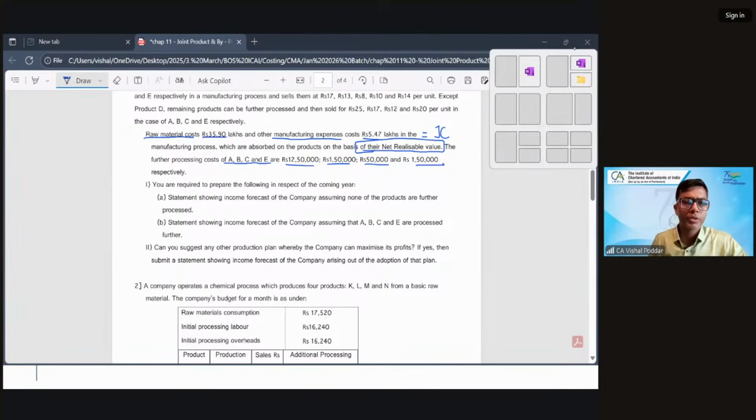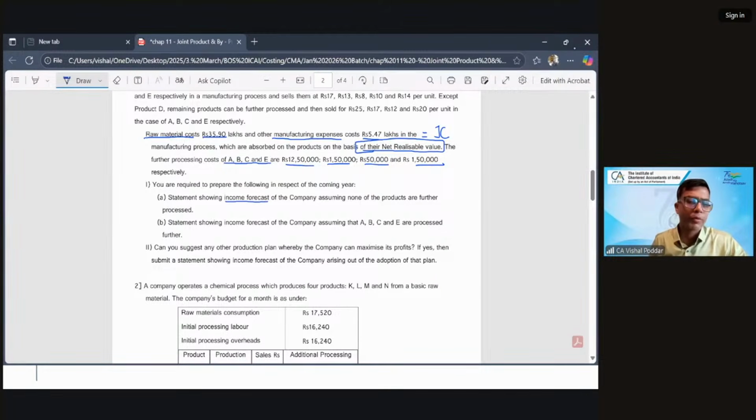Now, what you have to do is you are required to prepare the following in respect of the coming year. One, statement showing income forecast. Income forecast means profit, assuming that none of the products are further processed. So you have to find out profit at split off point. Then statement showing income forecast if these four products are further processed. So you have to find out profits after further processing. And then the decision making comes.